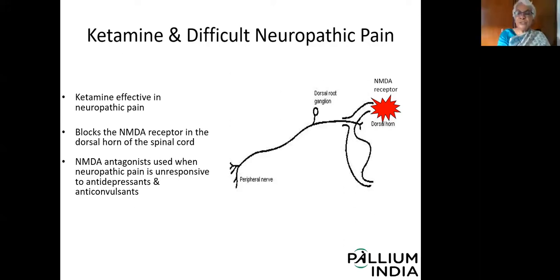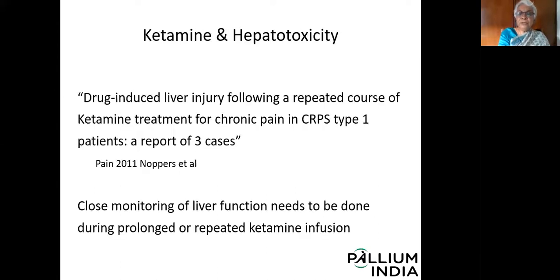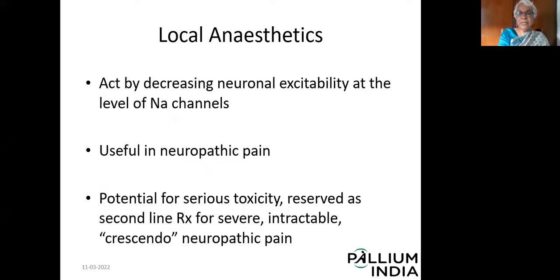Now, ketamine is used in treating difficult neuropathic pain, and I will not go into it because we are dealing with it in the next talk, which is on difficult neuropathic pain. So I will skip this because I'll be taking this again there. Again, local anesthetics also will be used in the treatment of difficult neuropathic pain that is not responding to your WHO drugs like anticonvulsants and antidepressants. Then you may give local anesthetics.